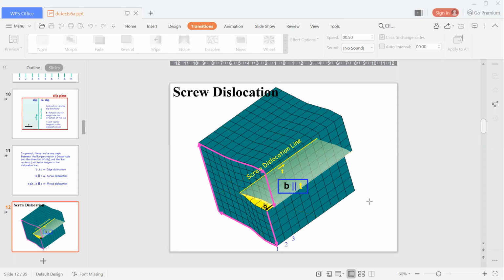Okay, I request you people to read this topic because it is a bit difficult to visualize unless you read the concept.